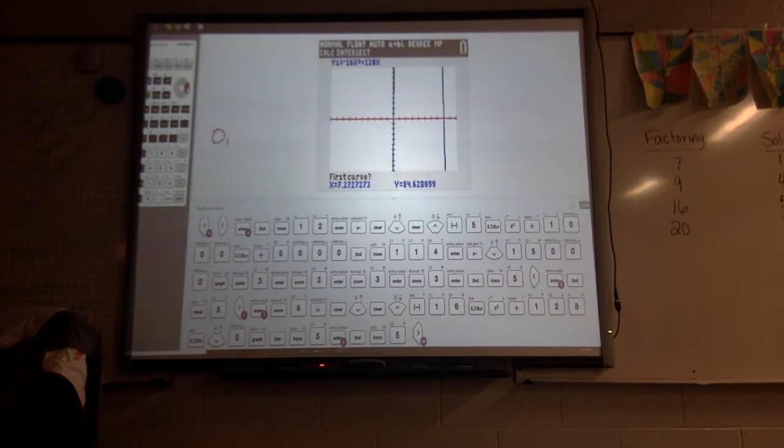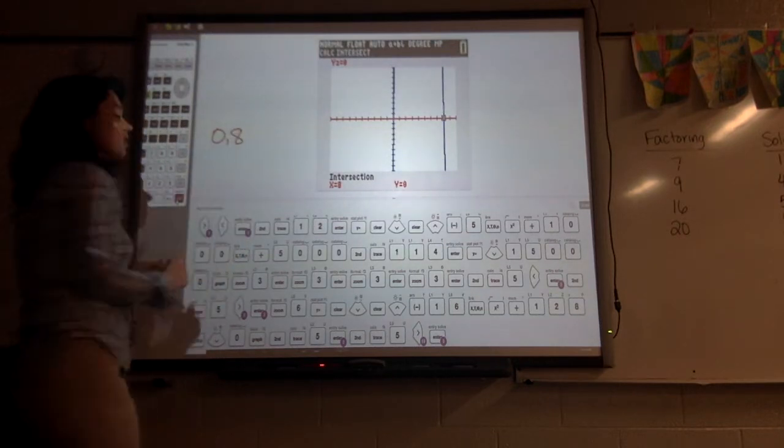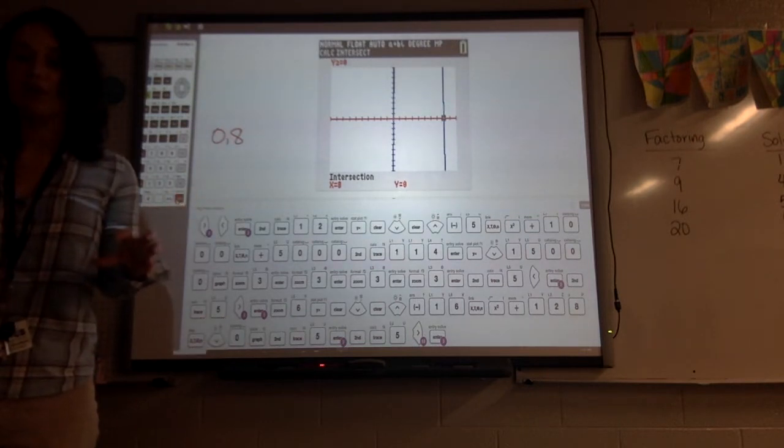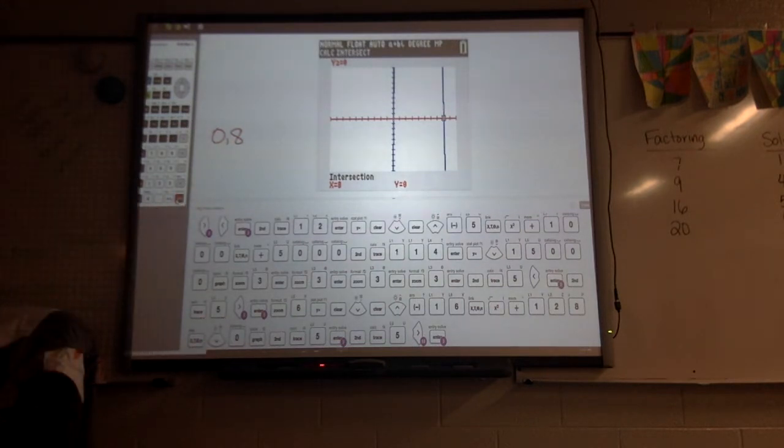And there we go. You can almost see it. There it is. So the second time that that equation intersects 0, or the second time that the ball is on the ground, is after 8 seconds. So we've got two answers here. And I want you to think about which one of them actually answers the question.